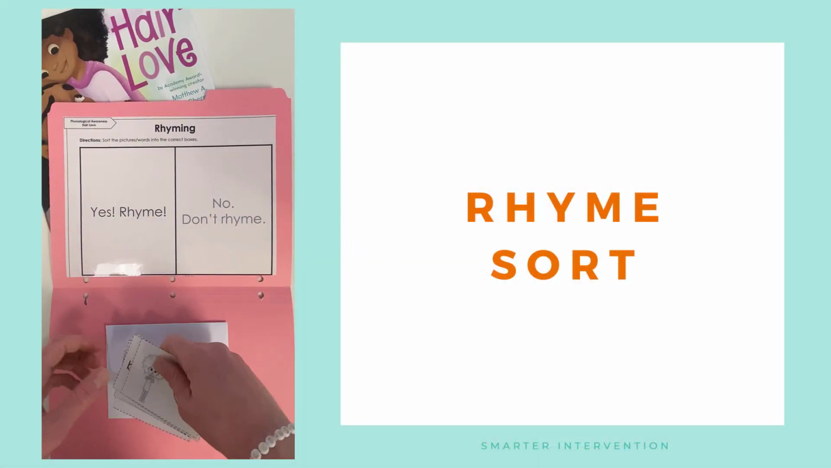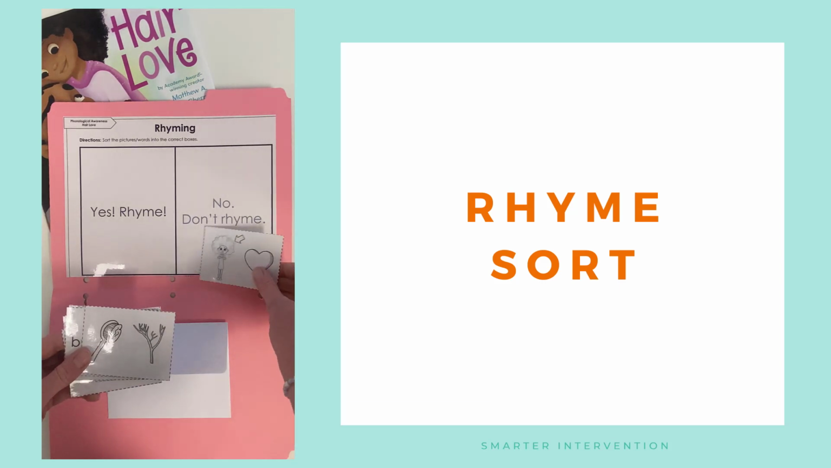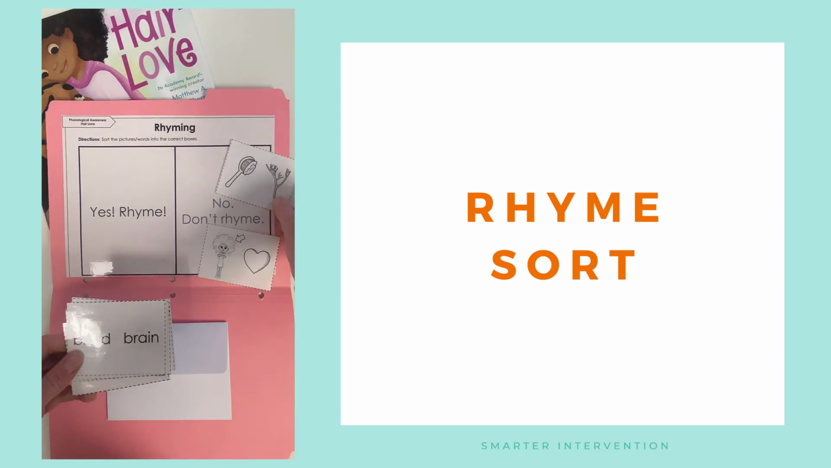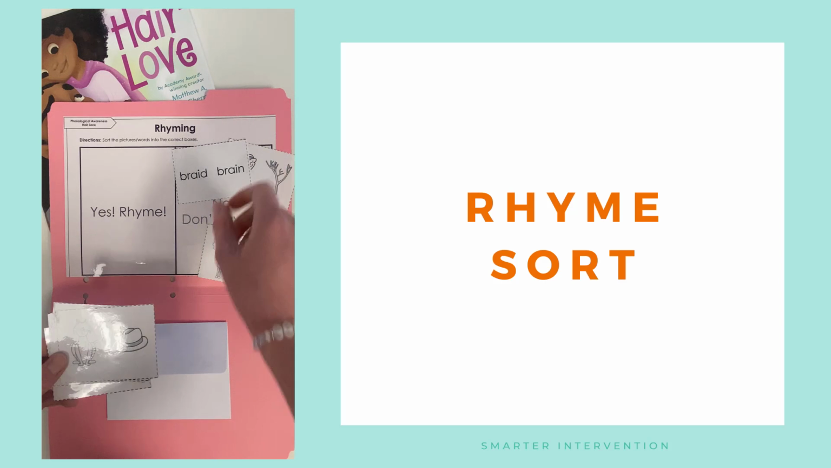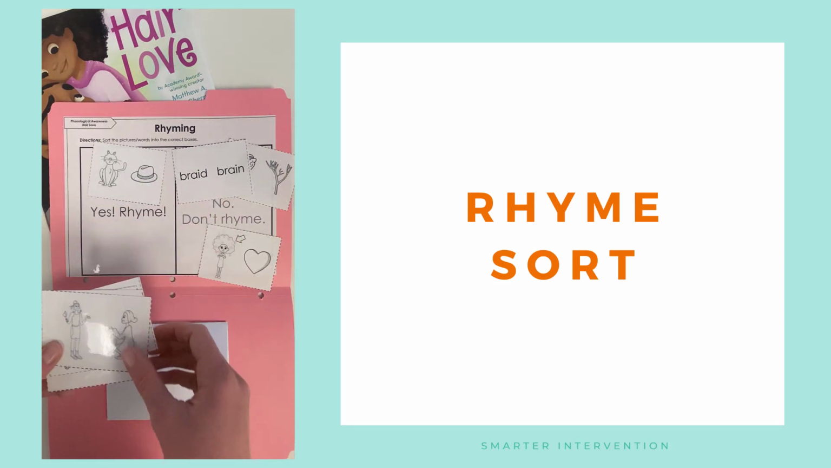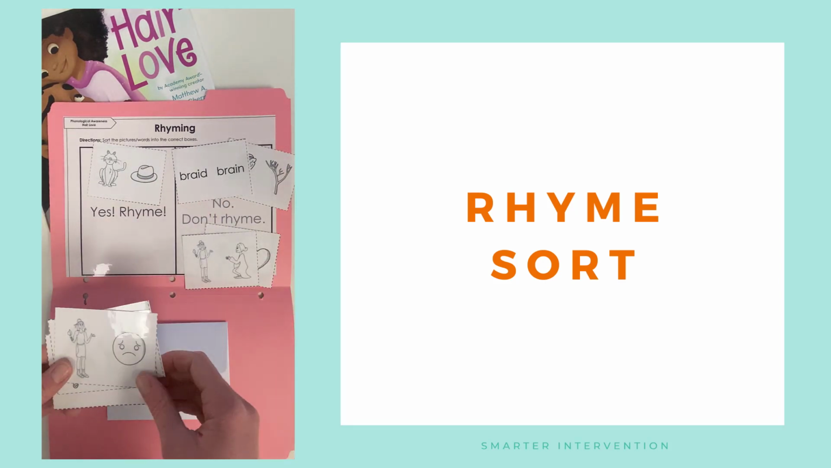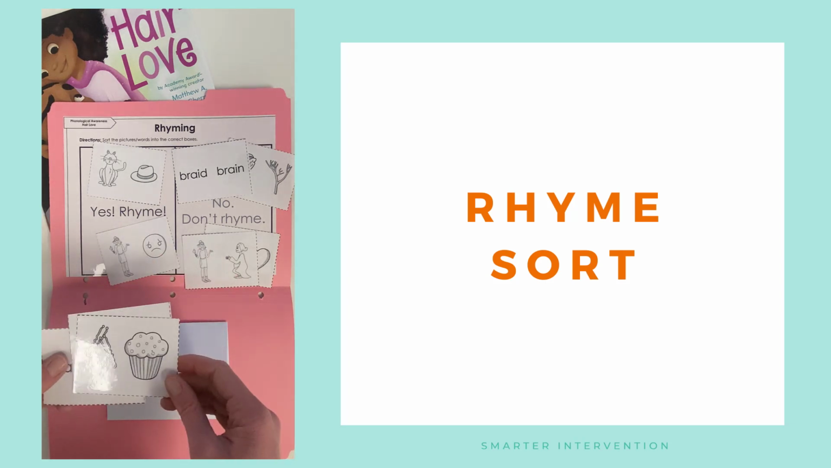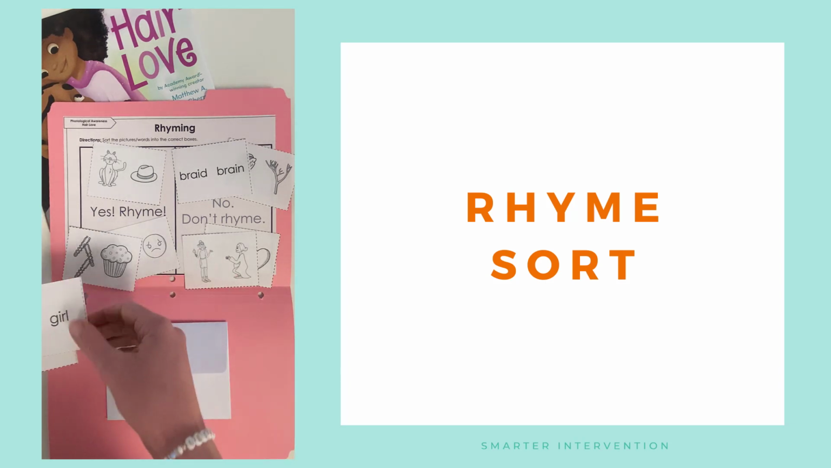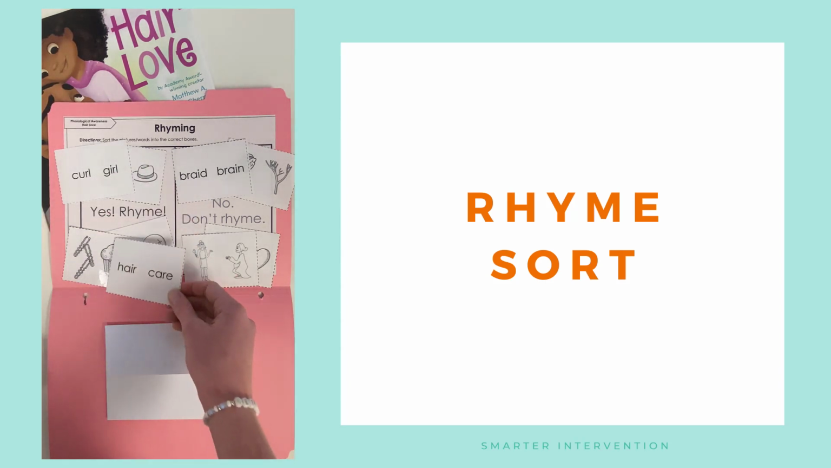So the first activity we're going to take a look at is this rhyme sort game. And so students are going to be given this map that says, yes, rhyme, no, don't rhyme. And they're going to practice sorting little cards with either pictures that match the book or words that came from the book.